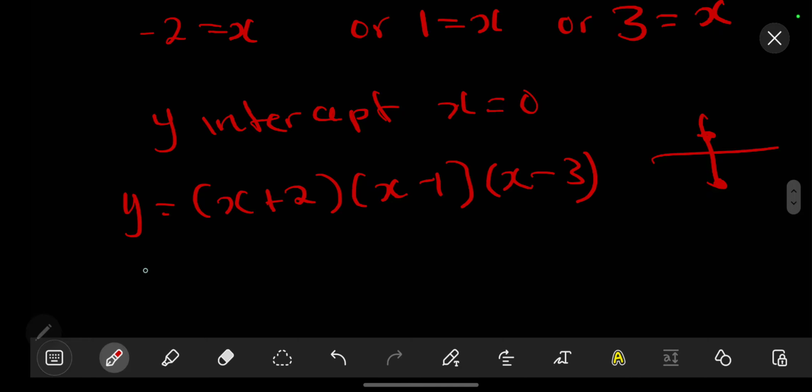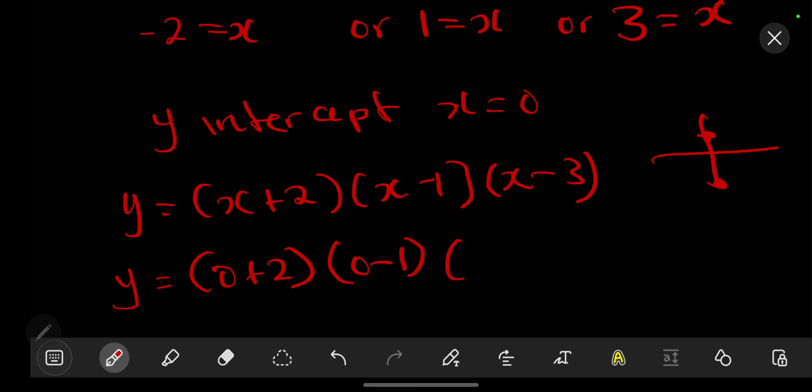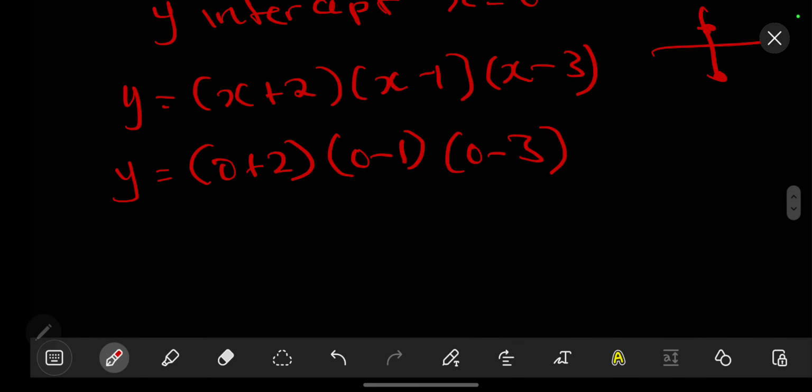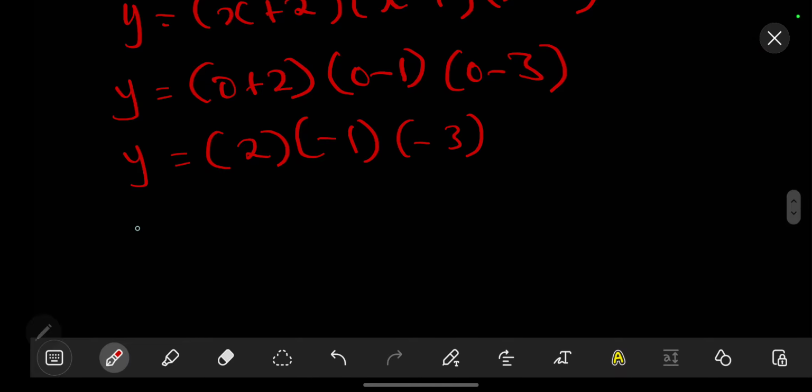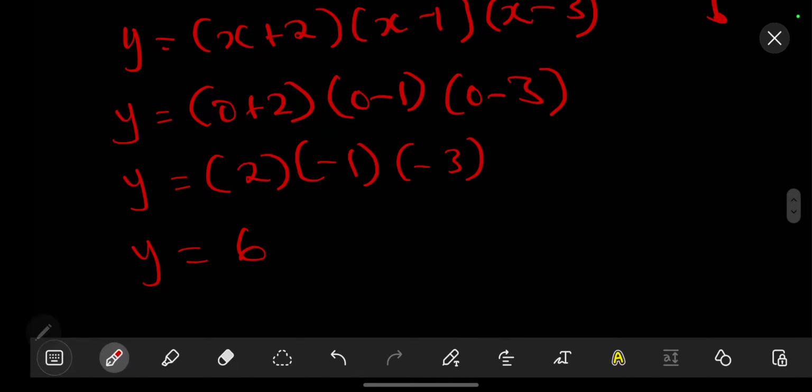So x is equal to 0, so y should be equal to 0 plus 2, 0 minus 1, 0 minus 3. So what we end up with is 0 plus 2 is 2, 0 minus 1 is negative 1, 0 minus 3 is negative 3. Multiplying this, we get y equal to 6. So we have the y-intercept at 0, 6. This is where the graph passes the y-axis.